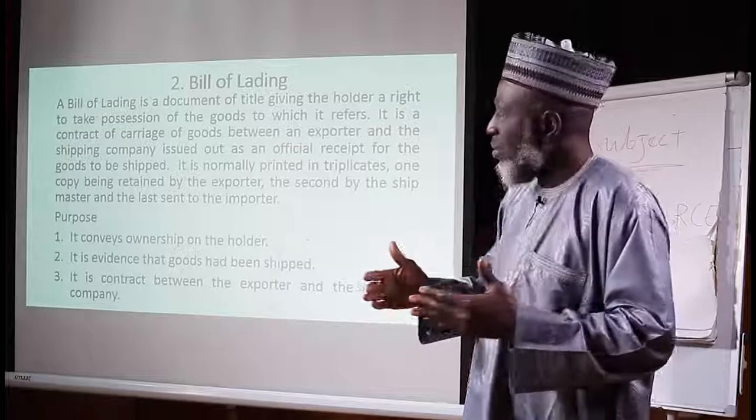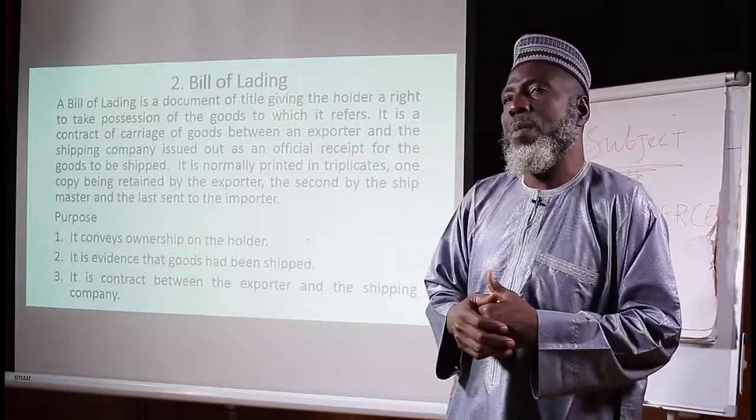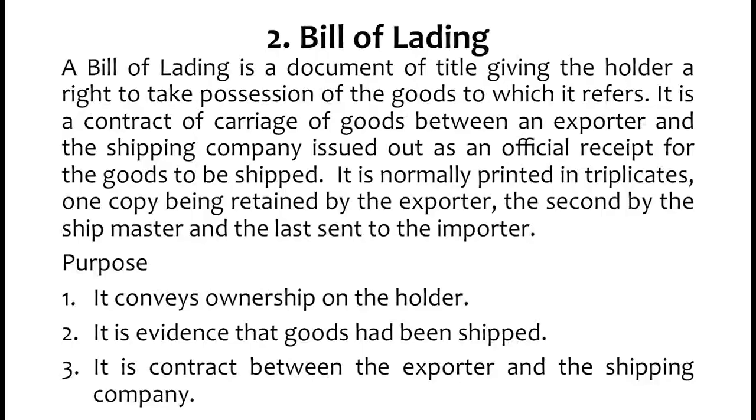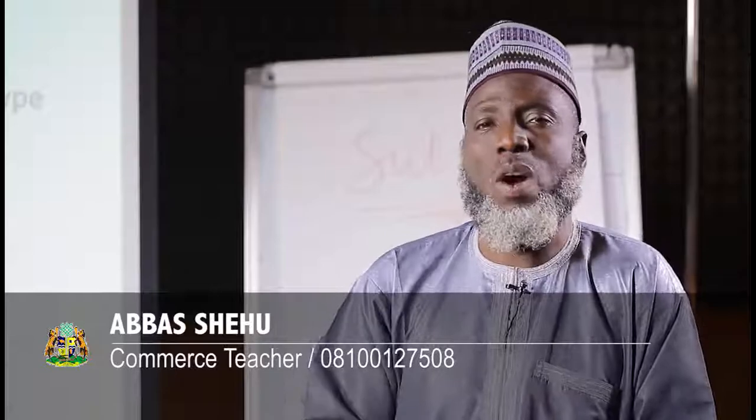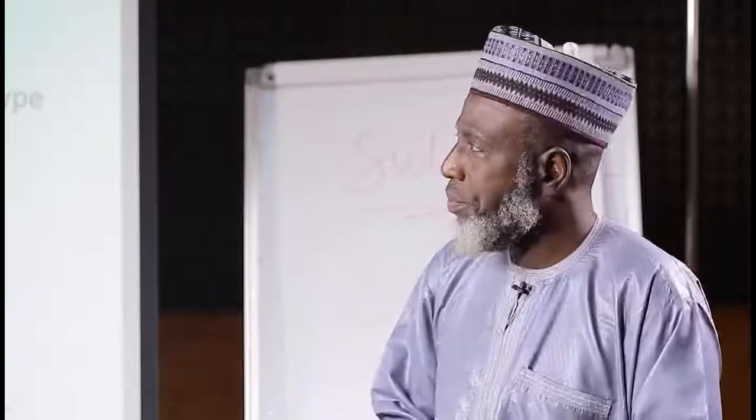What are the purposes of this document? One, it conveys ownership of the goods on the holder. Two, it is evidence that the goods have been shipped. Three, it is a contract between the exporter and the shipping company. It is evidence that a contract has been executed or has been agreed upon.